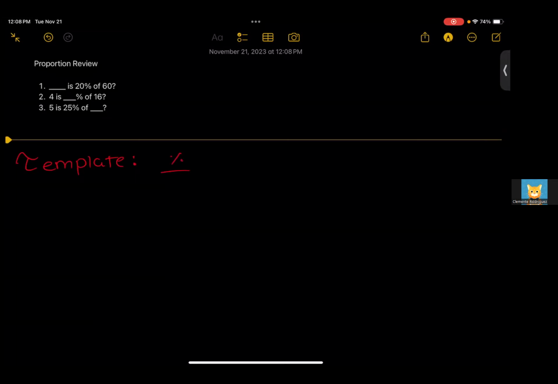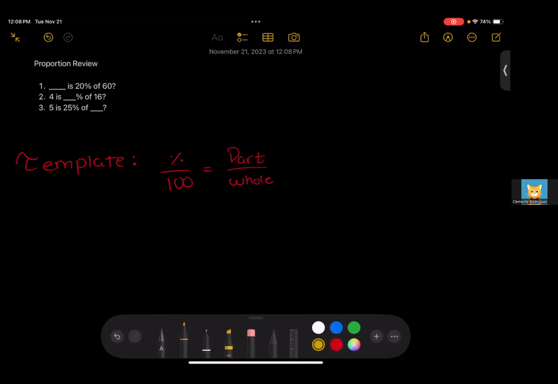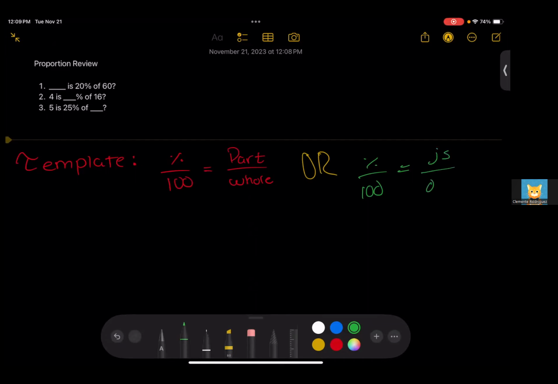That template is a percent out of 100, or divided by 100, is equivalent to the word parts divided by the word whole. And me personally, I don't think that's too intuitive to think about. So here's another one that I'll show you. A percent out of 100 is equivalent to the word is and of. And I think that makes a little more sense to me.